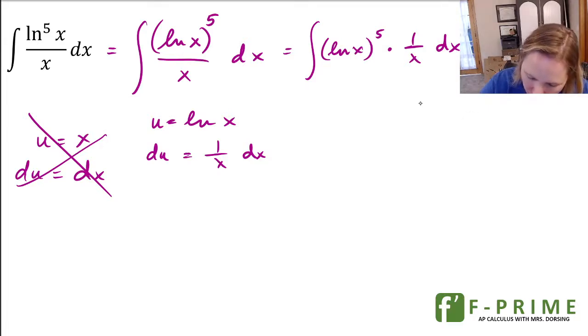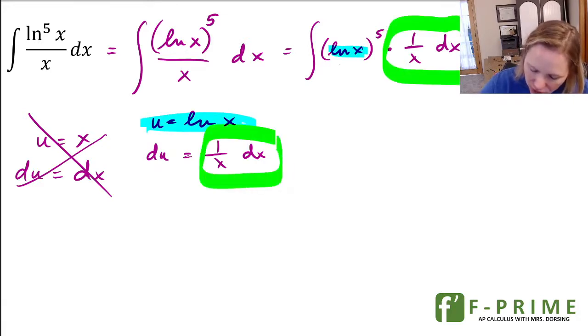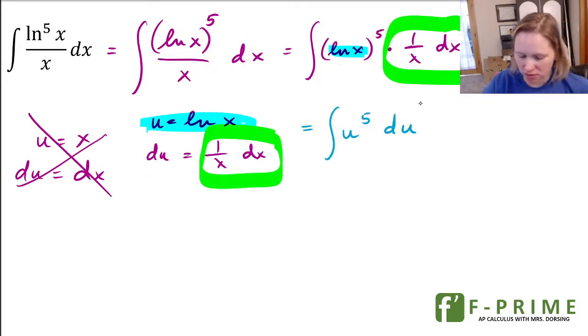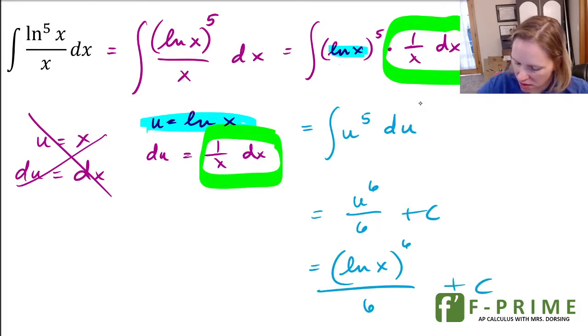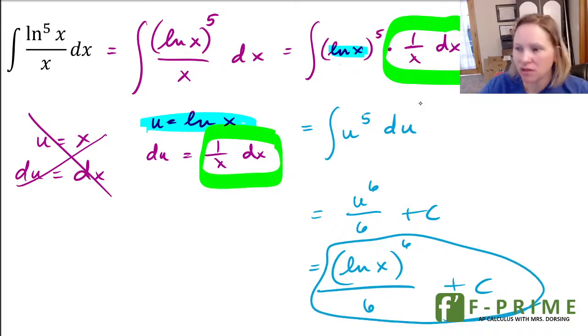if I rewrite ln x as u to the 5th, so this is my u, whatever's left has to be replaced when I find du, and it is. So this is magical. This is amazing. I'm very happy about this. So I'm going to have u to the 5th power times du. Oh, that's not too bad. Okay, so that's u to the 6th over 6 plus c. Replace the u. That's the natural log of x to the 6th power over 6 plus c. Well, that's not so scary. There's my answer. That's not so bad.